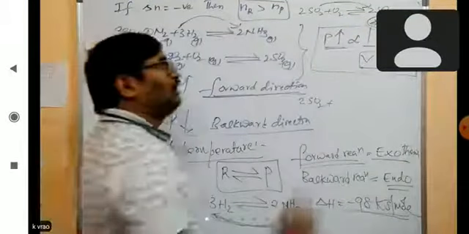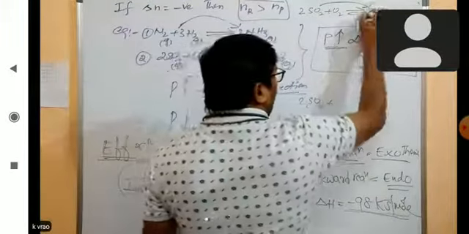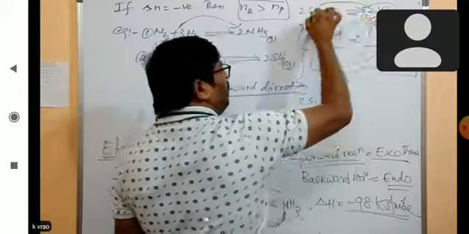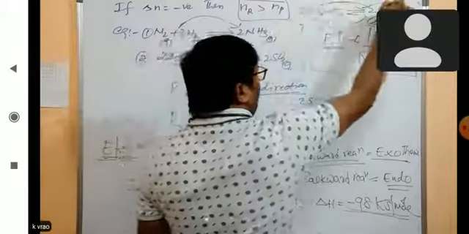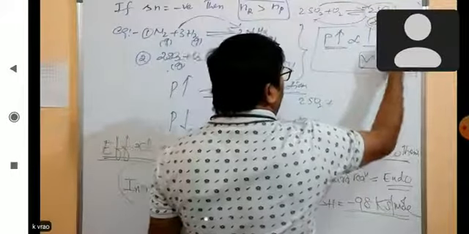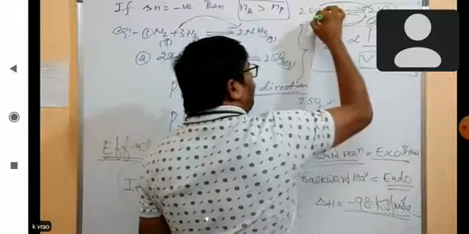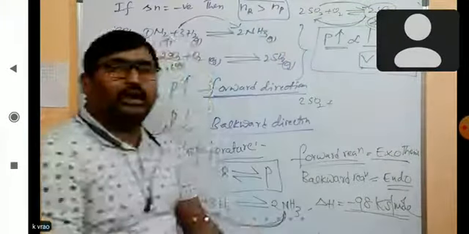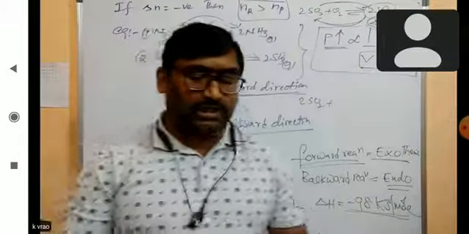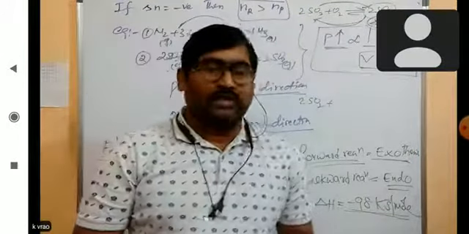Now, if you want to dissociate the sulfur trioxide, means if you want the SO2 and O2 from SO3, then you have to apply heat, which favors the backward reaction. Got it? Is it clear?